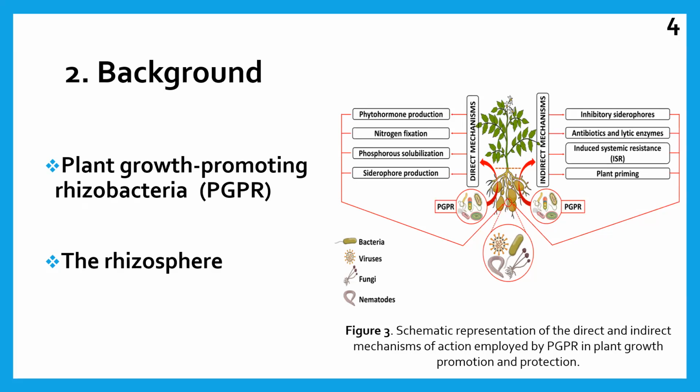Direct mechanisms include phytohormone production, nitrogen fixation, and phosphorus solubilization. The mechanisms that assist with defense of the plant include the production of inhibitory siderophores, which help fight against pathogenic invasions. They also produce antibiotics and lytic enzymes and induce systemic resistance through some of these compounds, as well as plant priming. The rhizosphere as such functions as the primary ecosystem for biochemical signaling that links the PGPR and the associated plant roots, or the plant itself.